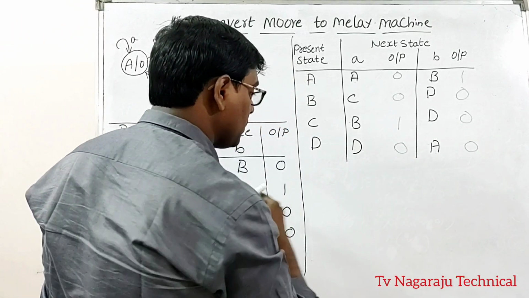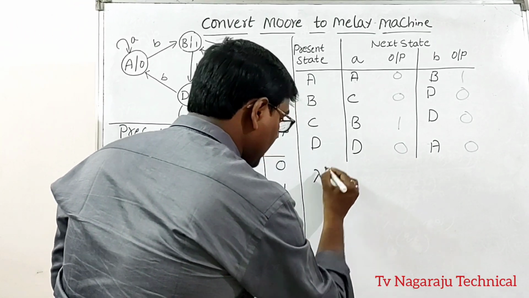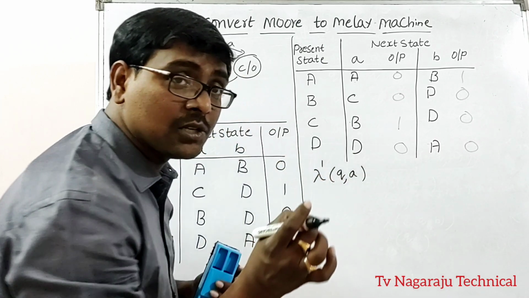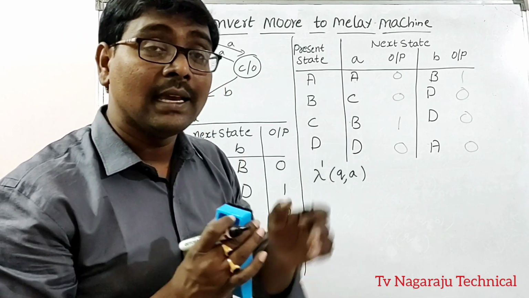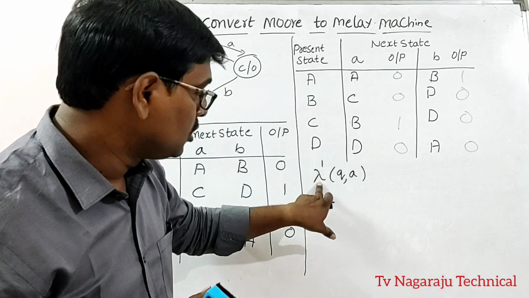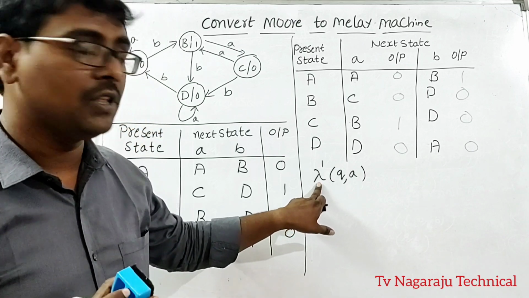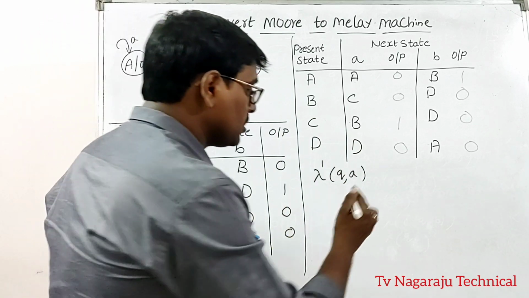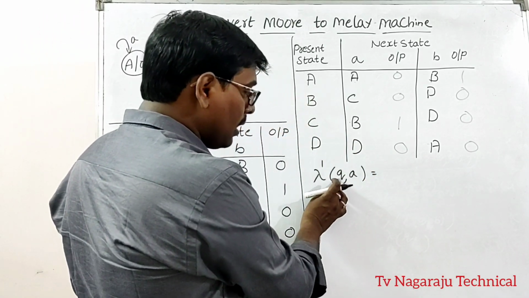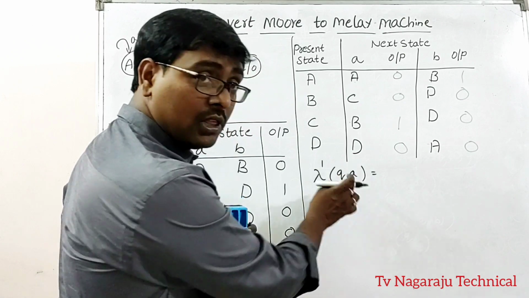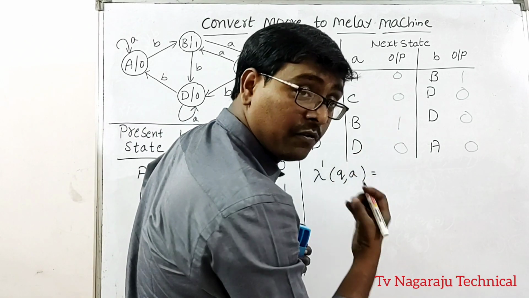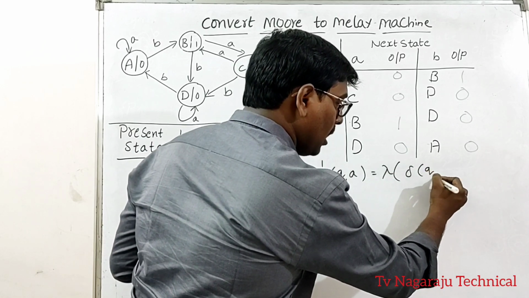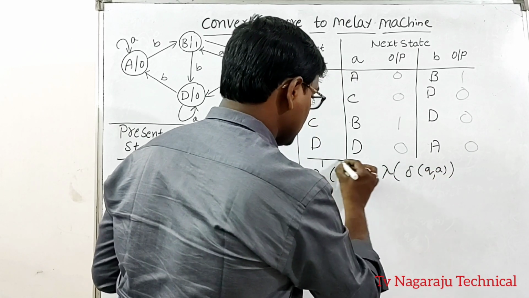What is the step-by-step procedure? Lambda dash of q comma a. Lambda dash means the output function in the Mealy machine. Assume lambda dash is the output of the Mealy machine on a state q with input a. So the output for state q with input a, how do we derive from the Moore machine? Lambda of delta of q comma a. This is the formula.